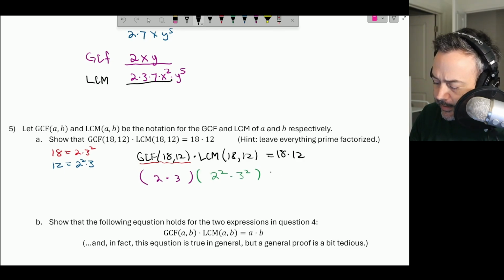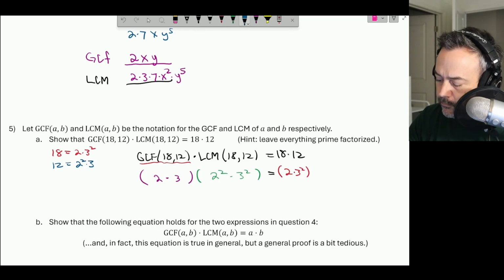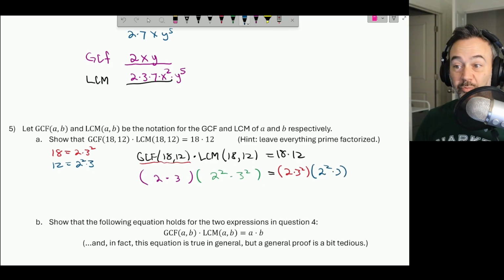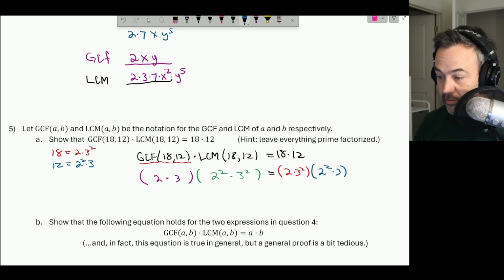All right, on the right-hand side, what do we have? We have 18. What was 18? 2 times 3 squared. 12: 2 squared times 3. This is pretty much enough to show what's going on, because the sum of the powers on 2 is right here: it's 1 and 2, that's 3. The sum of the powers over here is 1 and 2, that's 3. The sum of the powers over here is 1 and 2, that's 3. And 2 and 1, and that's 3.